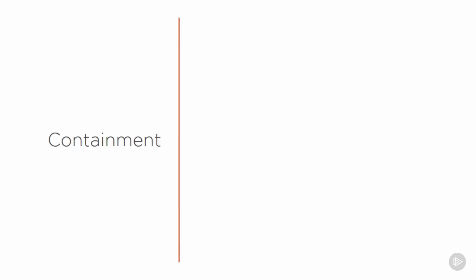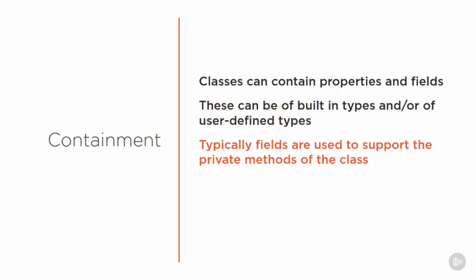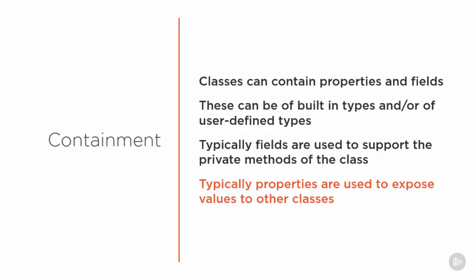Containment is a related but different concept. Classes can contain properties and fields, and these can be of built-in types or user-defined, that is, classes. Typically, fields are used to support the private methods of the class, that is, the methods that only the class uses, whereas typically properties are exposed to other classes, that is, to methods of other classes.